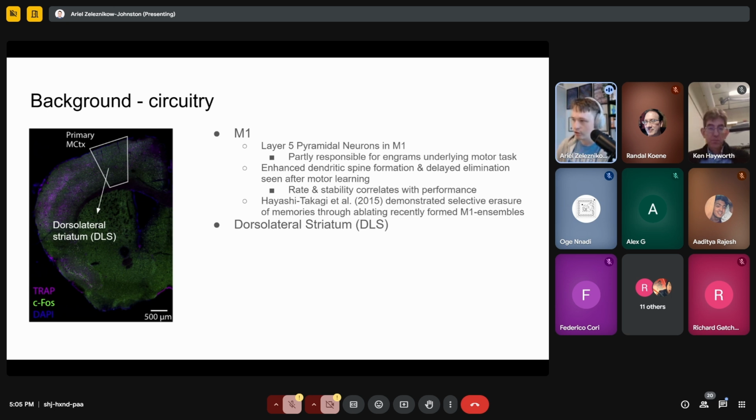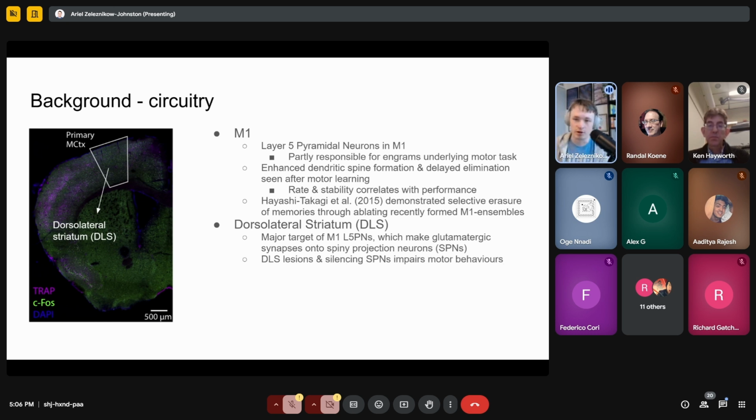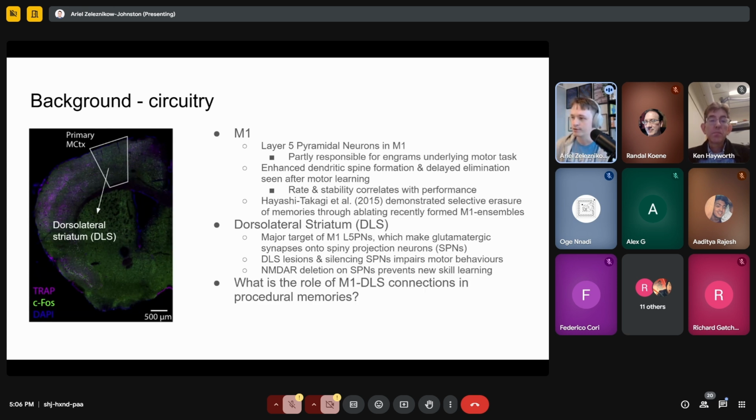We're also going to look at the dorsolateral striatum, which is a major target of these M1 big excitatory pyramidal neurons, and which is also known to be involved in motor learning behavior. So DLS lesions or silencing these spiny projection neurons impairs motor behaviors. If you knock out NMDARs, so like glutamatergic signaling to a degree, you can prevent new skill learning. And the question is, like, what is actually going on with these M1 to DLS projections in forming these memories?